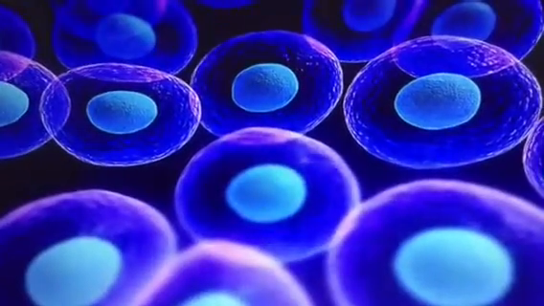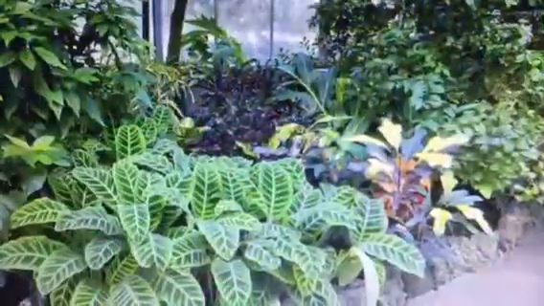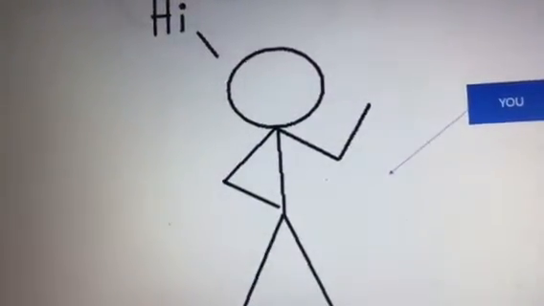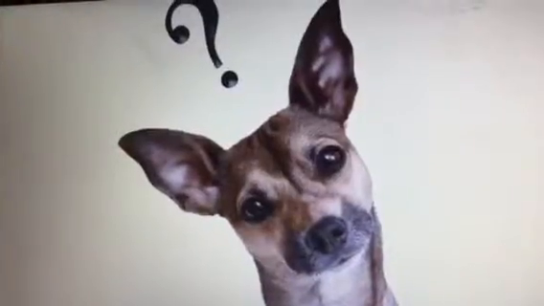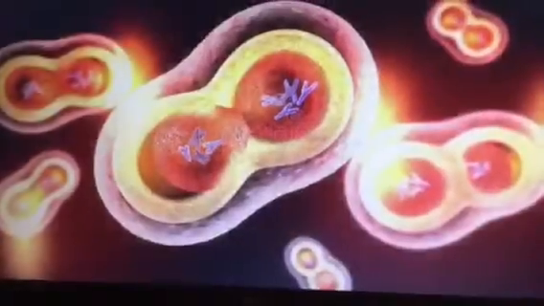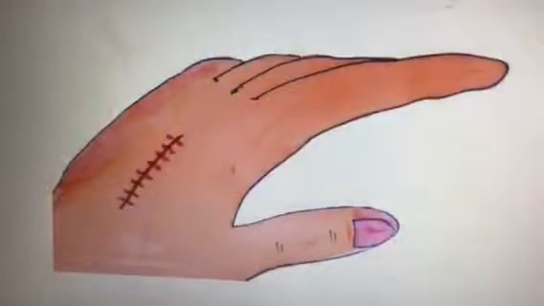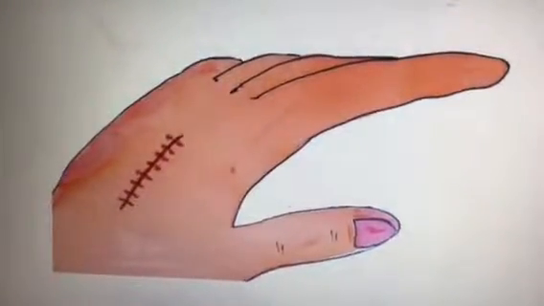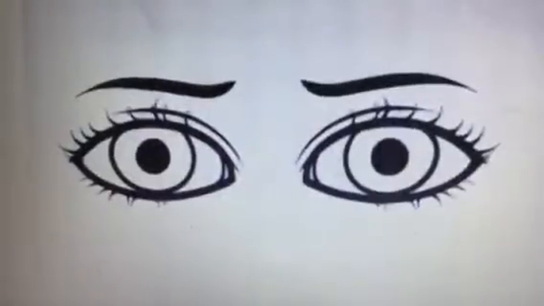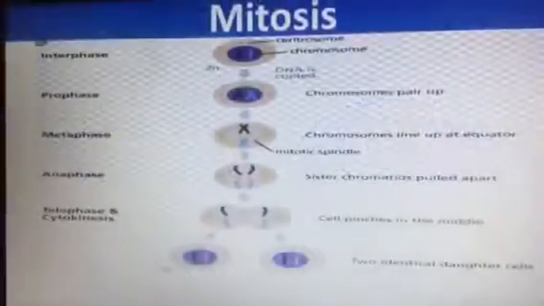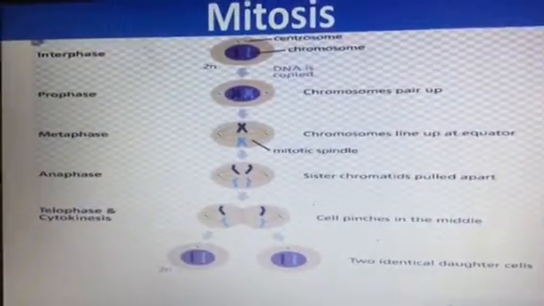Everything is made up of cells. Plants, animals, even you. But you probably already knew this, right? However, if you're curious about how cells are produced or how you're able to heal yourself after an abrasion, keep on watching. The process of cell division is called mitosis.